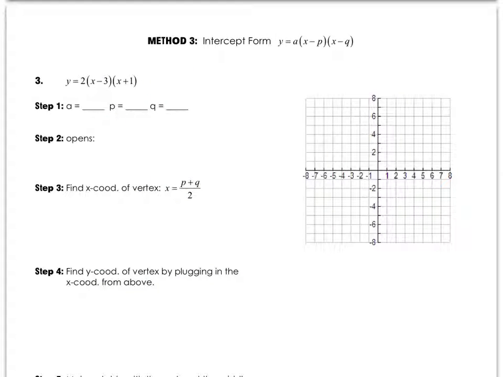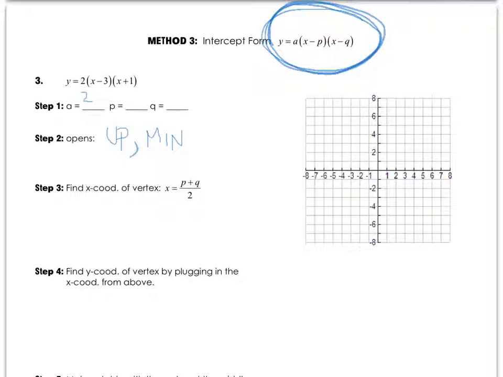Now, the second form we're going to look at today is what's called intercept form. So intercept form, we notice, has an A, a P, and a Q. Just like the last two, A is still going to determine whether this thing goes up or down. But what this one shows us is where it crosses the x-axis, the P and Q. So our A value in this first example is 2, which tells us it opens up with a min.